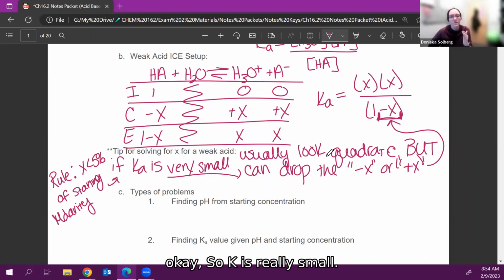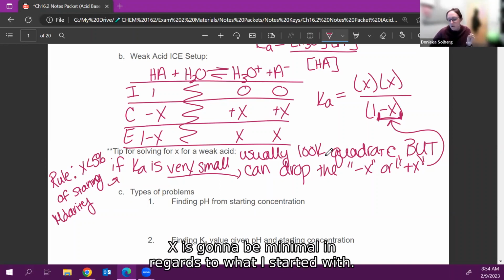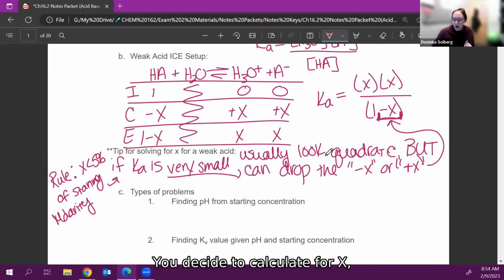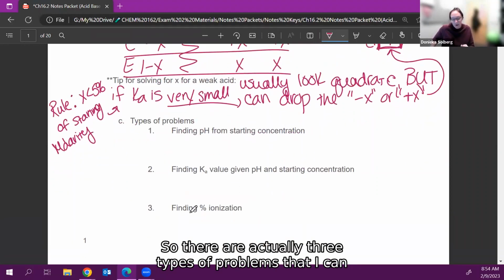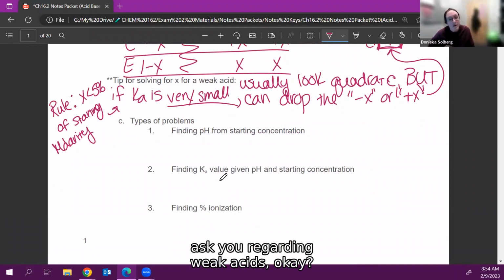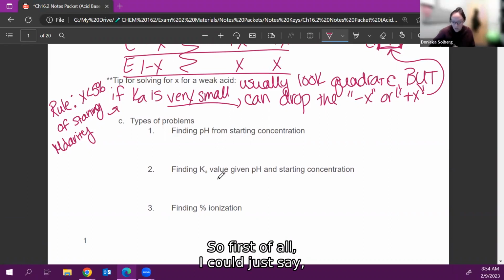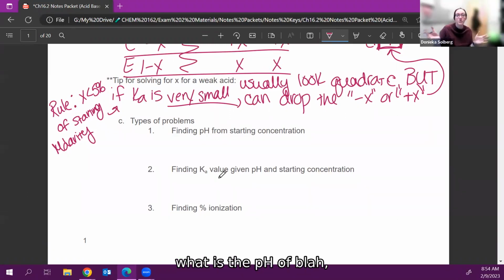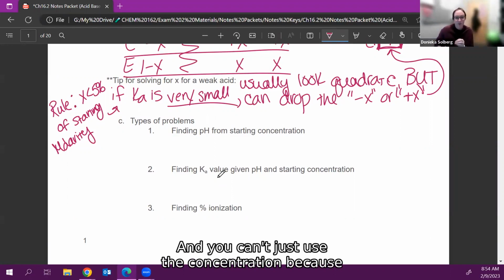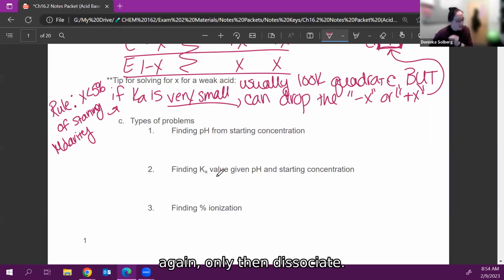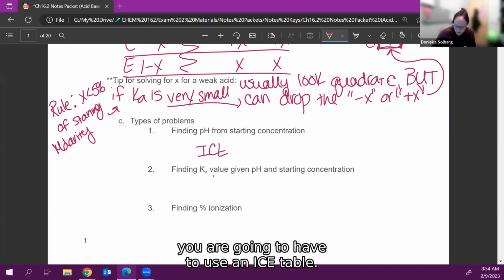Okay, so Ka is really small. X is going to be minimal in regards to what I started with. You do still have to calculate for X, but you can drop that minus X. All right, so there are actually 3 types of problems that I could ask you regarding weak acids. First of all, I could just say, what is the pH of blah, blah, blah, weak acid? And you can't just use the concentration because, again, only some of them dissociate. So in order to do that, you are going to have to use an ice table.